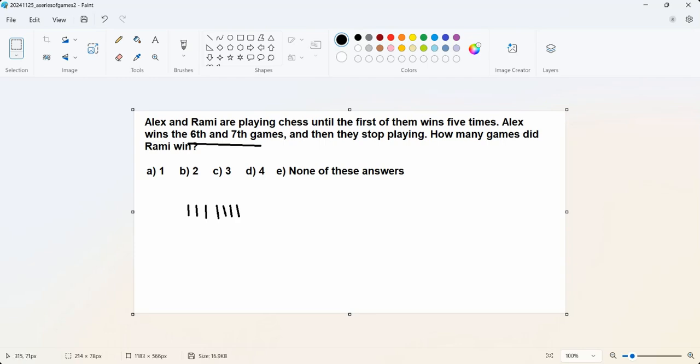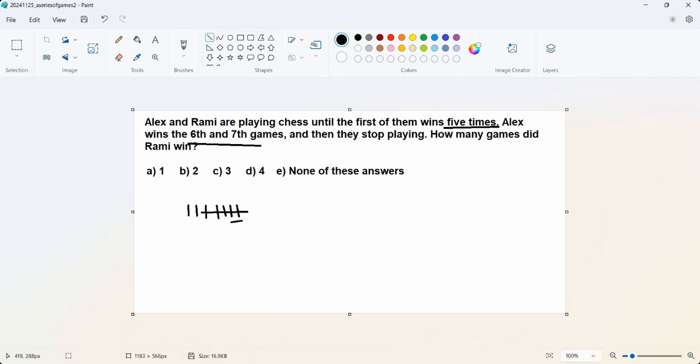That means after the seventh game, Alex has won the required number of games to win the whole series, which is five times. So Alex has won five times, and that's why they stopped. Whoever wins the last game has won five times. Alex in this case has won the sixth and seventh, which are these two. So we have to assume that he has won five times. Out of seven, he has won five. So we just cross out one, two, three, four, five.